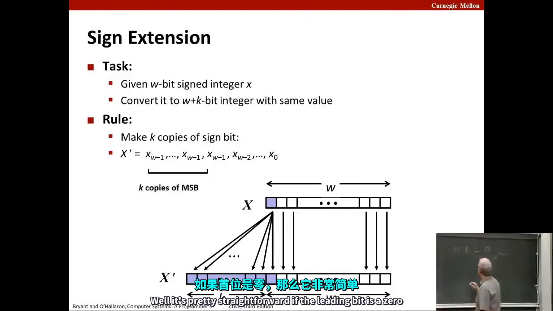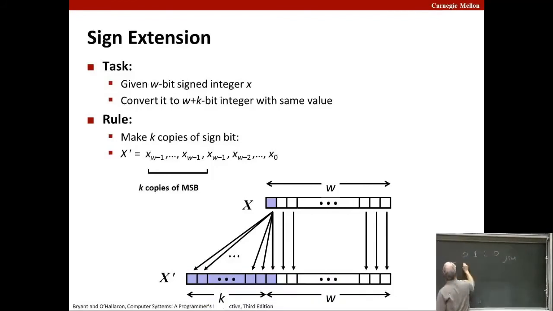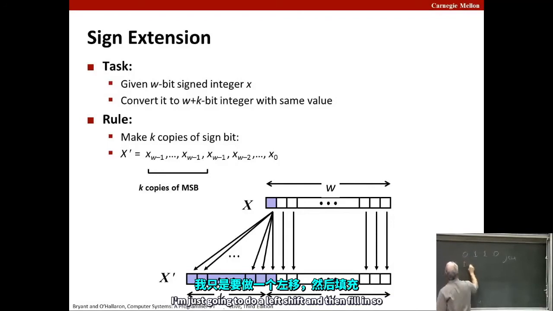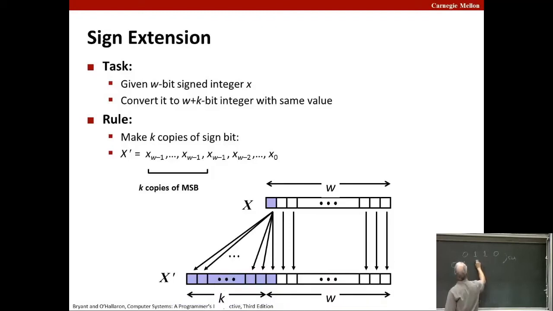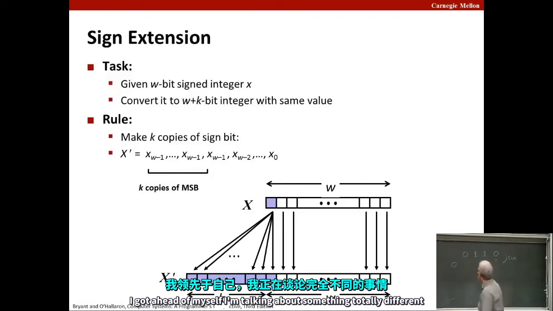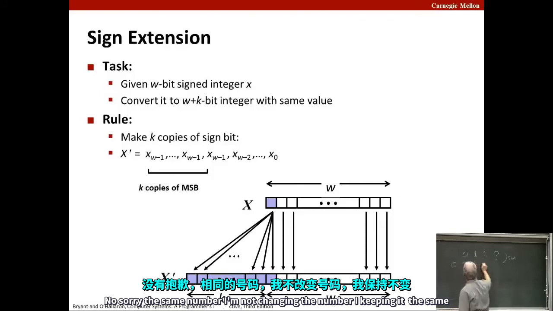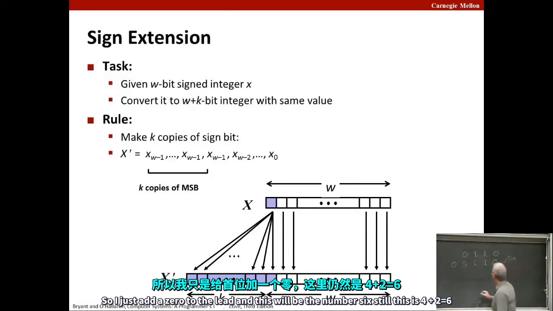Well, it's pretty straightforward. If the leading bit is a 0, I'm just going to do a left shift and then fill in. Right. Wait, what am I talking about? I got ahead of myself. I'm talking about something totally different. No, sorry. The same number. I'm not changing the number. I'm keeping it the same. So I just add a 0 to the lead, and this will be the number 6 still. This is plus 4 plus 2 equals 6.